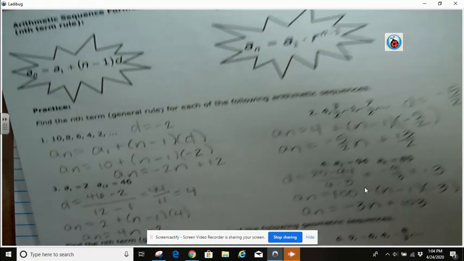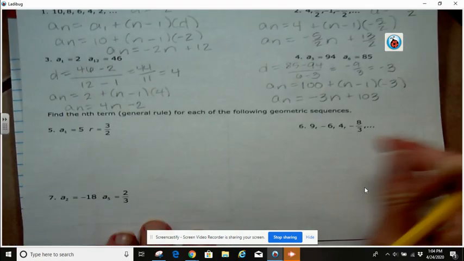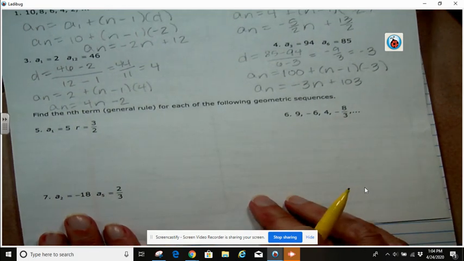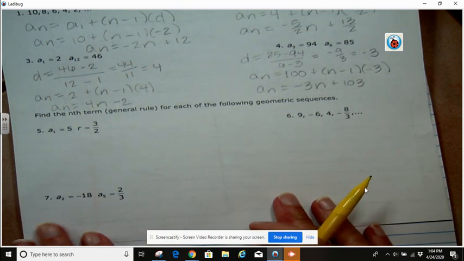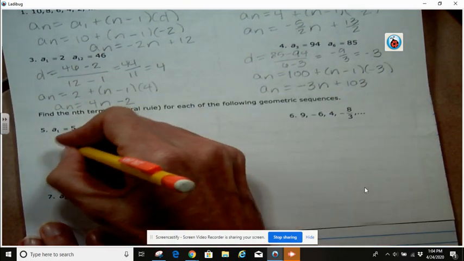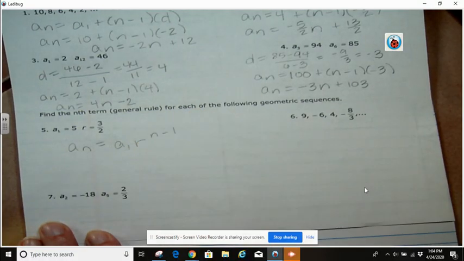Okay, so moving on to a general rule for geometric sequences. For arithmetic, you can find the common difference by taking any term and subtracting the one in front of it. For geometric sequences, you can find the common ratio by taking any term and dividing by the one in front of it. We're going to use our sequence formula, a sub n equals a sub 1 times r to the n minus 1.